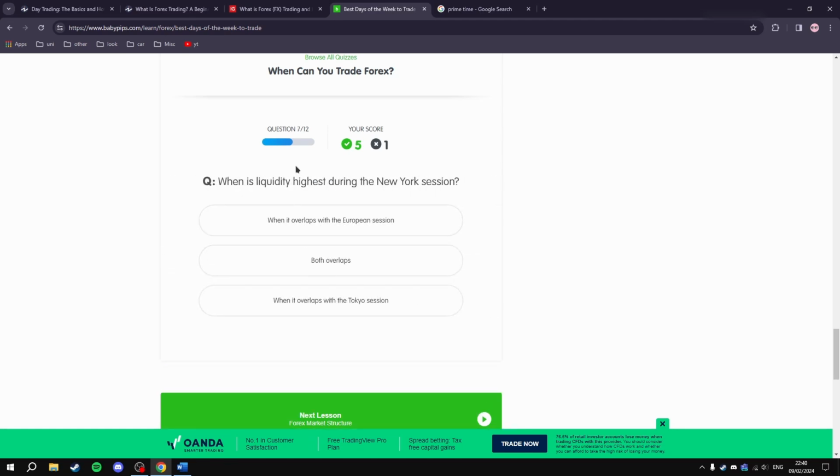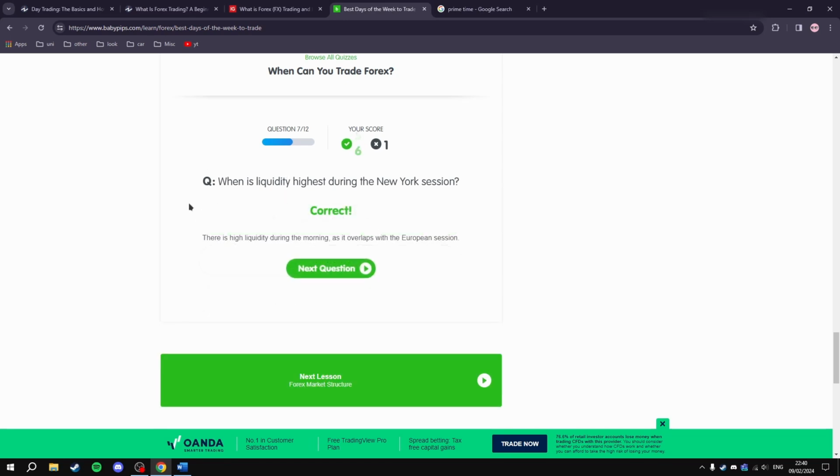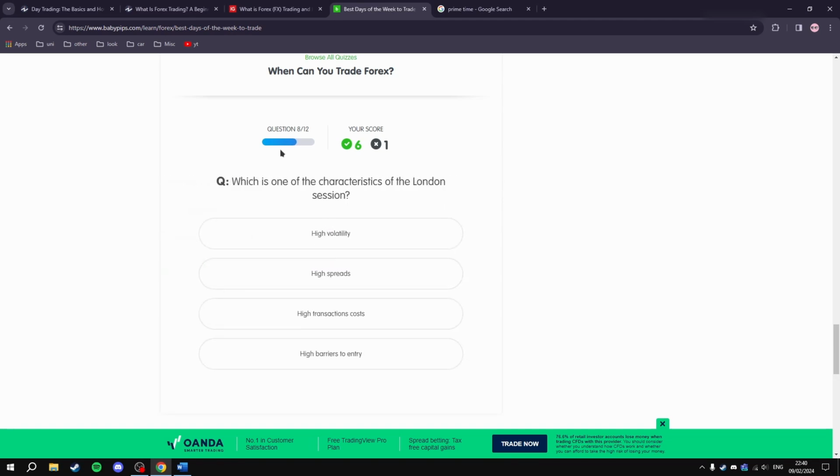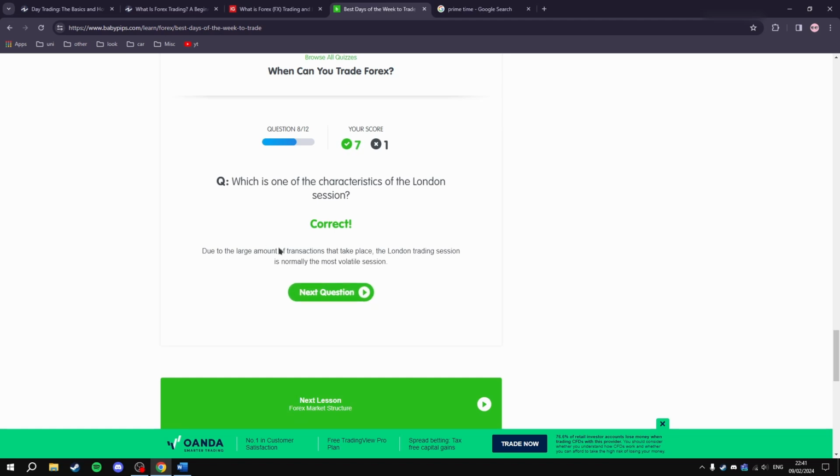When is liquidity highest during the New York session? When it overlaps with the European, it can't overlap with the Tokyo. There is high liquidity during the morning as it overlaps with the European session. Yep. Which is one of the characteristics of the London session? High volatility. Due to the large amount of transactions that take place, the London trading session is normally the most volatile session.